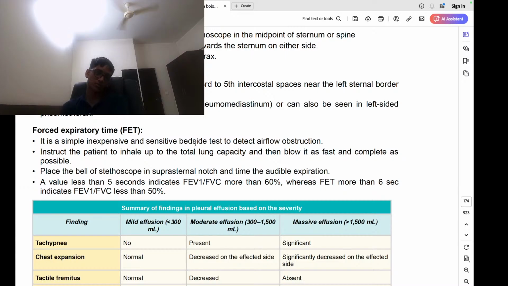Then you have forced expiratory time, FET. It is a simple, inexpensive, and sensitive bedside test to detect airflow obstruction.